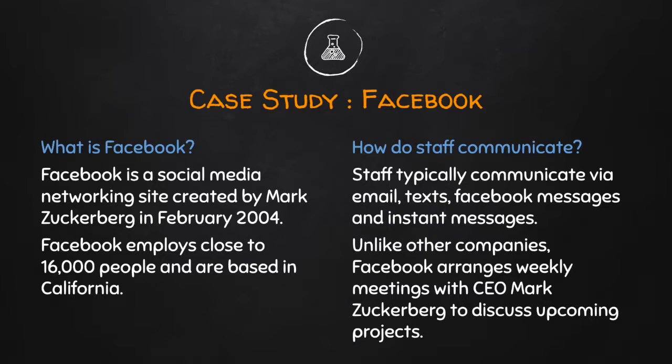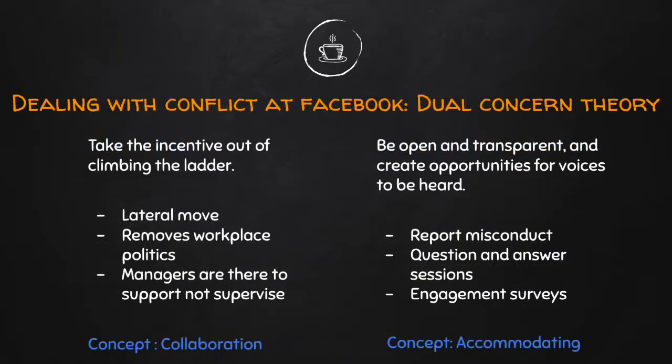Staff of Facebook communicate via email, text, Facebook messages, and instant messages. Additionally, every Friday, CEO Mark Zuckerberg conducts a meeting with all Facebook staff to update them on upcoming projects, the company's position, and any relevant news that needs to be relayed to staff. If we look at the dual concern theory and how Facebook utilizes it to resolve conflict in the workplace, there are two key examples that are evident.